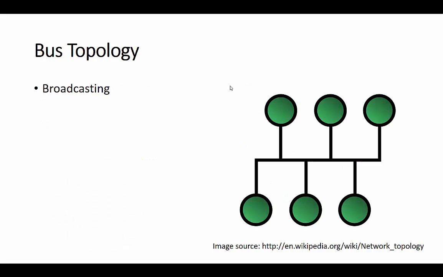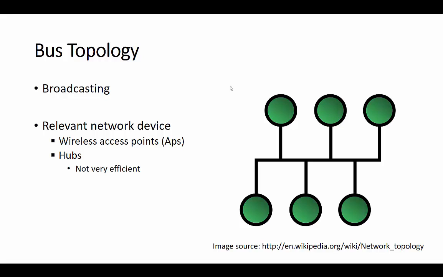Bus topology depends on broadcasting. Some of the network devices using the bus topology include wireless access points and hubs. Compared to switches, hubs are not very efficient because every time you have something to send to a specific host, you have to send it to all the hosts in the network. So that's one of the reasons why hubs are no longer used and replaced by switches.